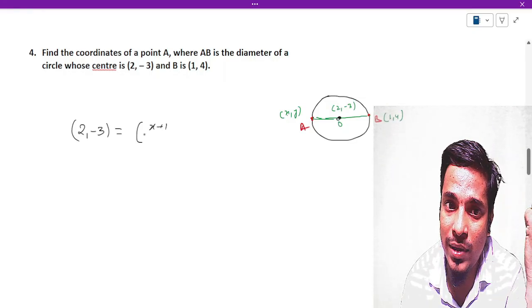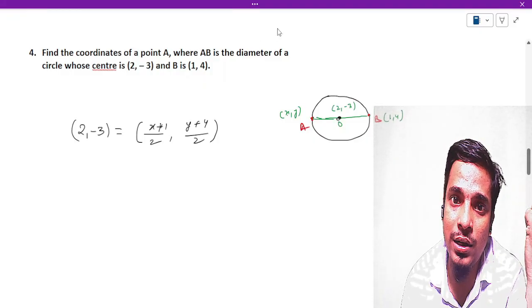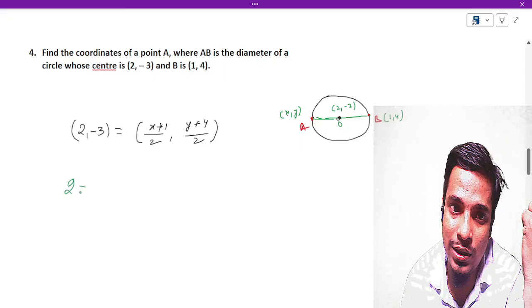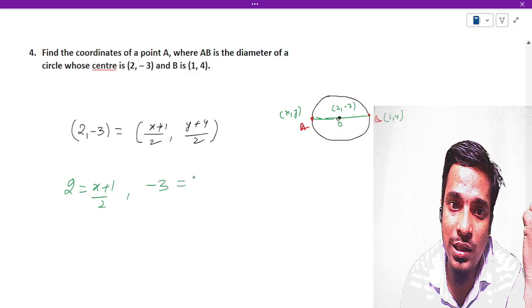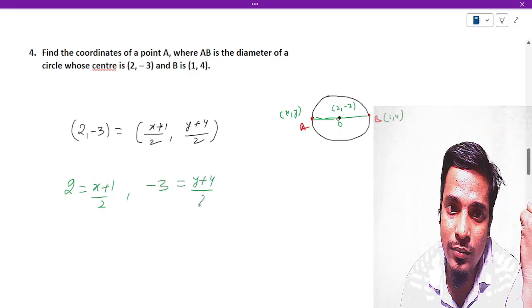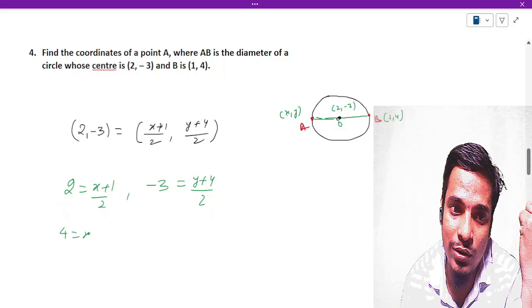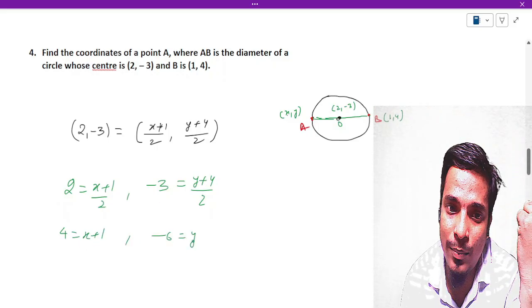So x plus 1 by 2. Likewise y plus 4 by 2. This is the y coordinate, right? Now, as these two coordinates are equal, we can say that 2 is equal to x plus 1 by 2 as well as minus 3 is equal to y plus 4 by 2. By cross multiplication, we will get 4 is equal to x plus 1 and the same way here minus 6 is equal to y plus 4.